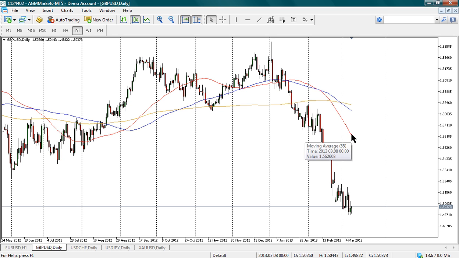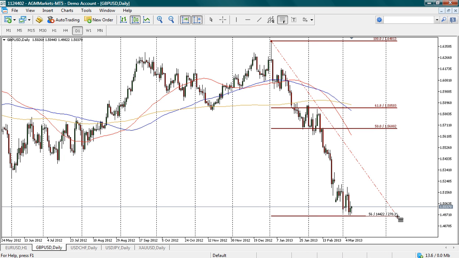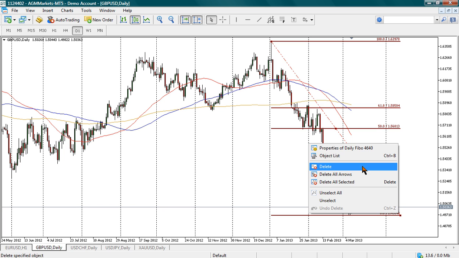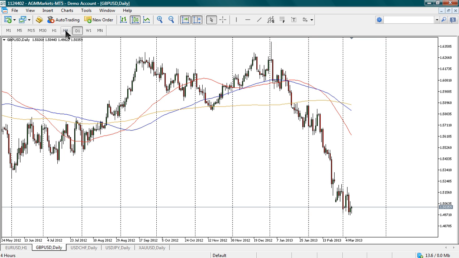But if we do start to get a pop up, then the first level of resistance is this 55-day moving average, which stands at the 1.5626 level. Also, if we draw a Fibonacci retracement level from the highs down to the lows here, let's say that this is bottoming out maybe, then the 50% comes in at 1.5681. So that's the daily chart.